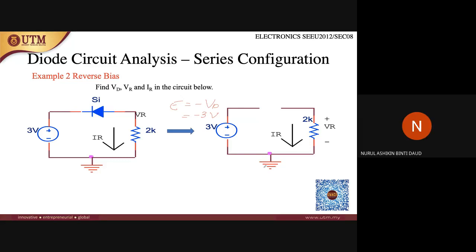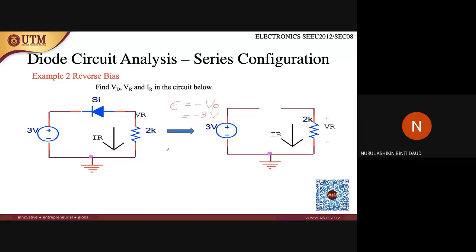So it is an open circuit. If it is a reverse bias, it means that current cannot flow, including inside the diode. So it should be 0.7, but since current cannot flow inside this, the value of VD will take the external source value, which is minus 3 volts. It is minus because it is reverse bias.